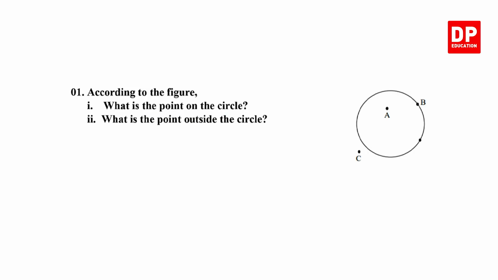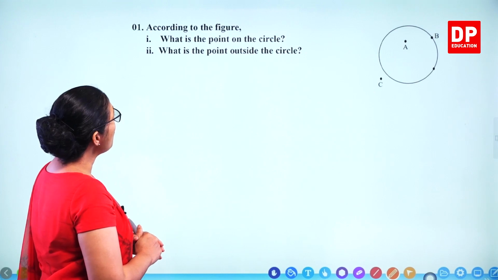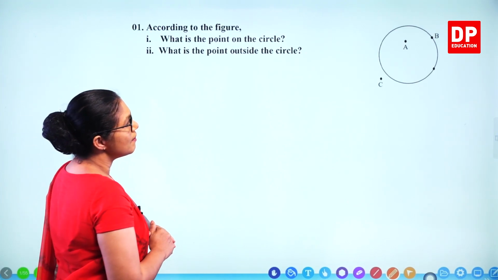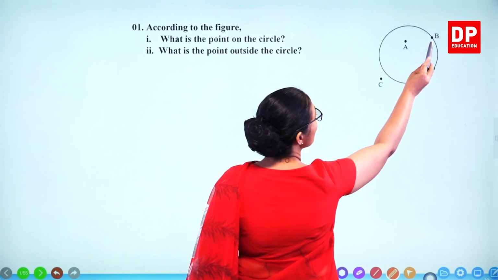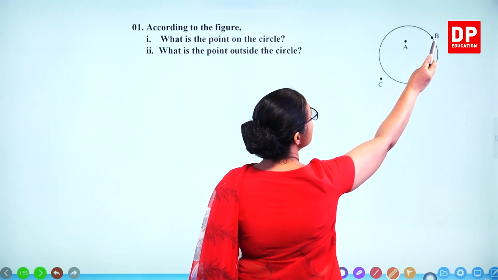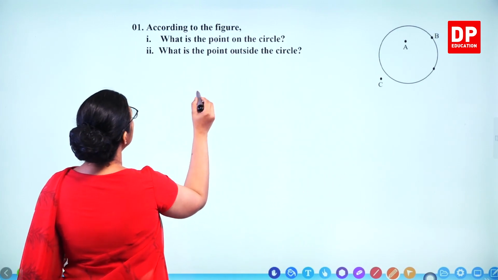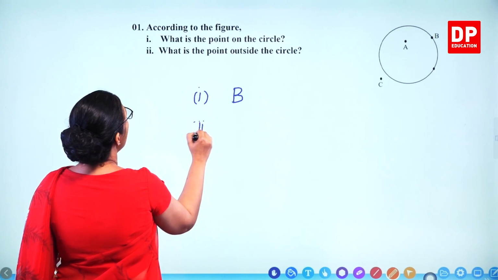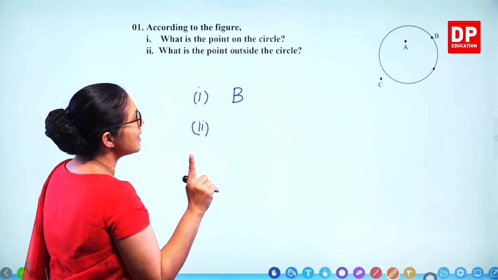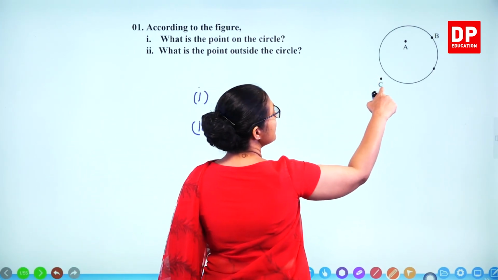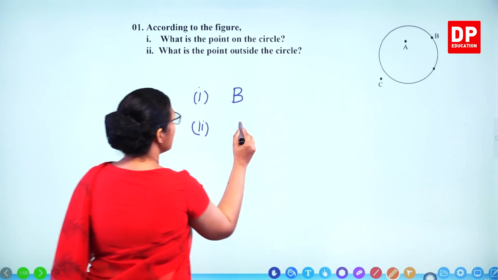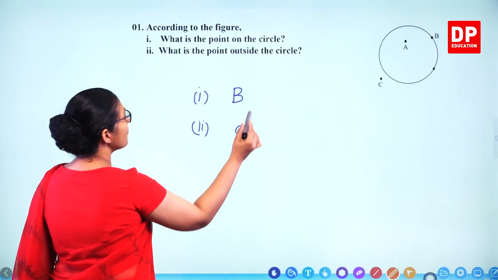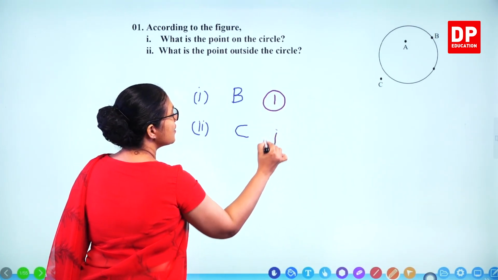Let's take question number 1. According to the figure, what is the point on the circle? On the circle, what can you see? This point is labeled B. So on the circle, you get B. Then what is the point outside the circle? Outside the circle, you get C. So you get 2 marks, 1 mark each.